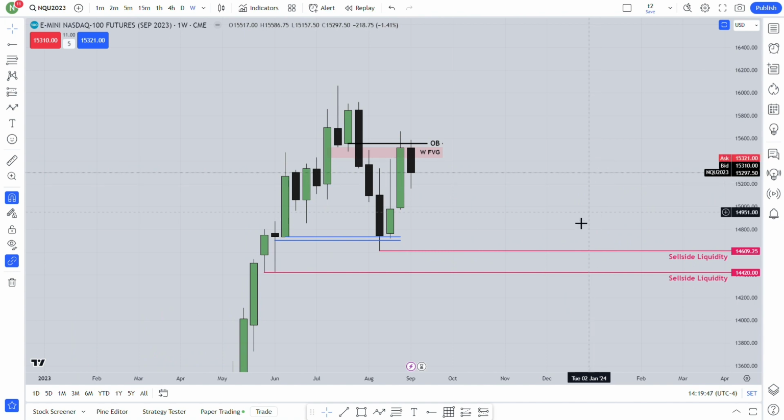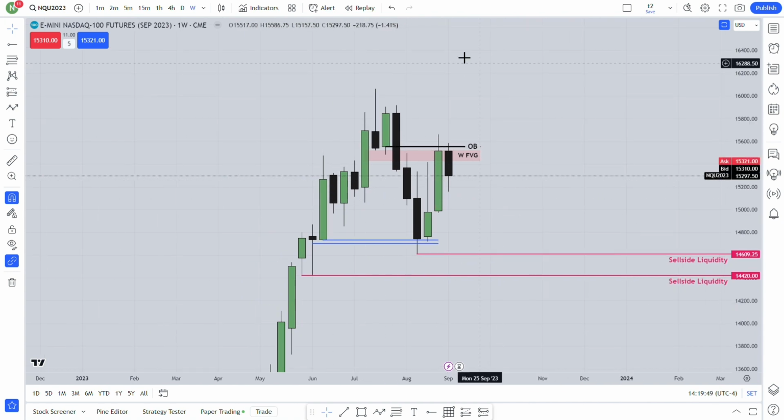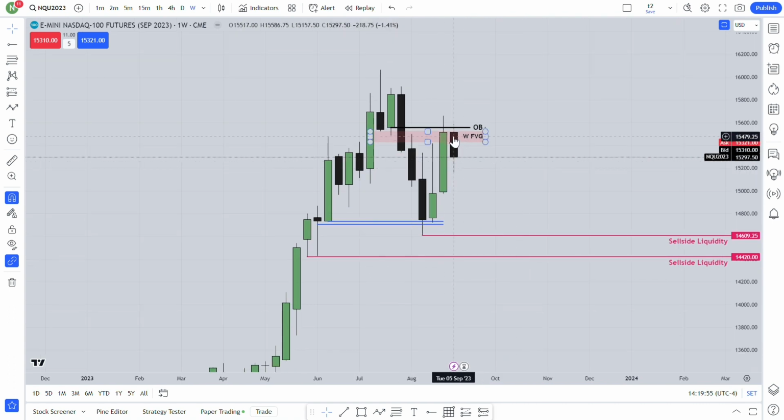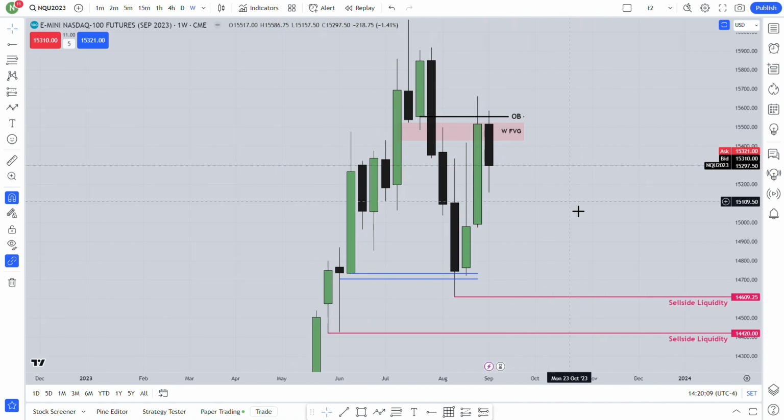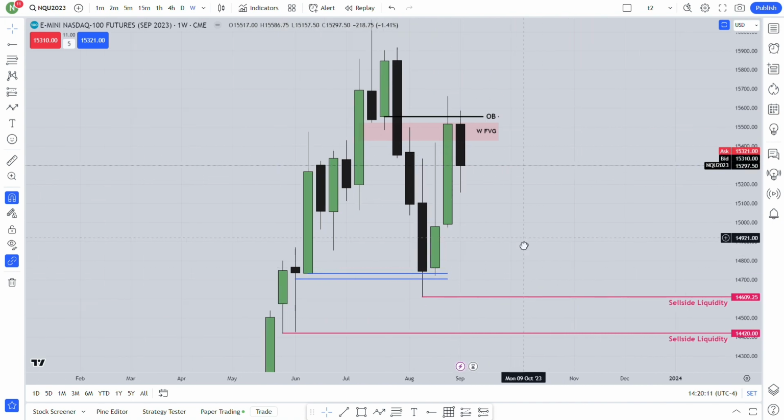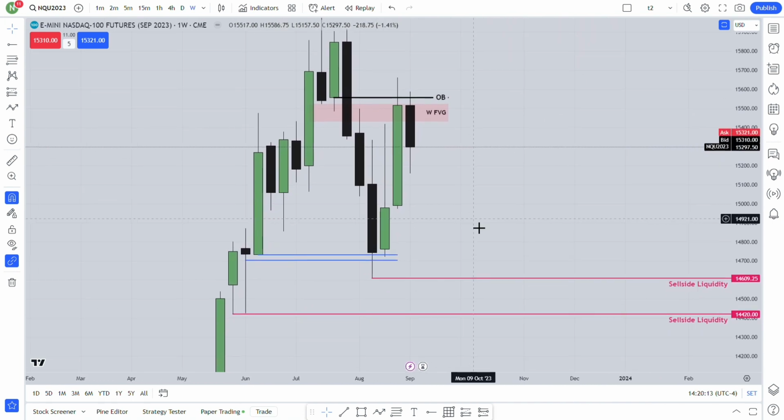Okay, you see this is the weekly chart of Nasdaq, and this is the weekly fair value gap, order block. Price just went over there and traded the weekly fair value gap. You see the bodies closed inside this fair value gap, the inversion fair value gap, and traded the order block, then breaks lower. So that's all for the weekly chart, and let's go to the daily chart.